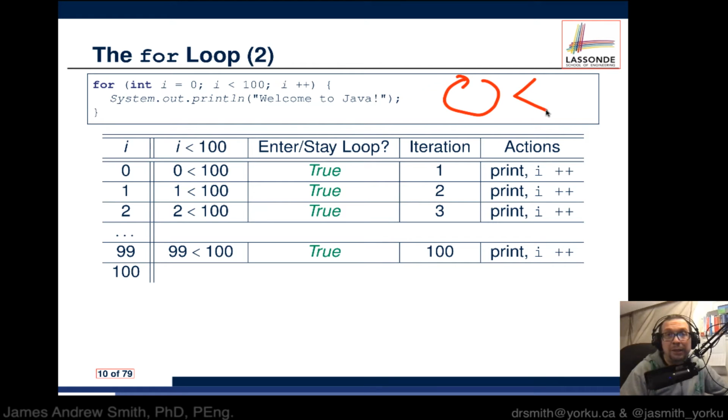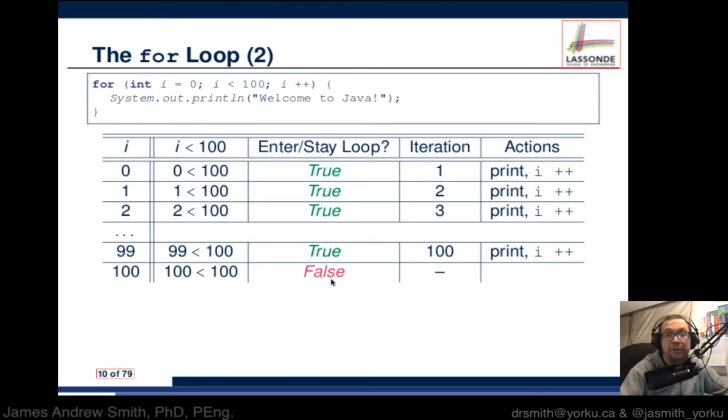So we're now going to be in the diamond of that flow chart. In here we now ask the question, is 100 less than 100? And the answer to that is false. 100 is not less than 100, it's equal to 100. So the answer to the question is false.